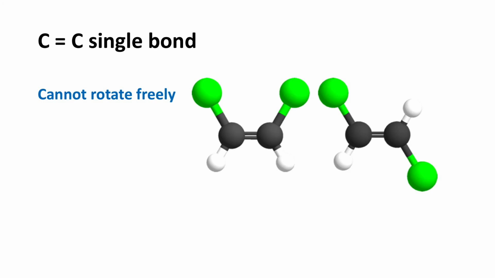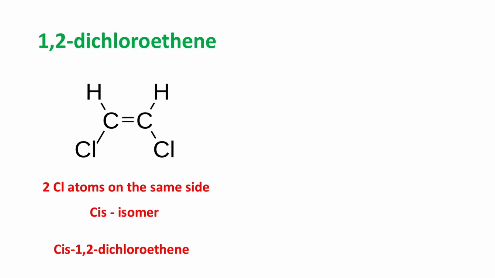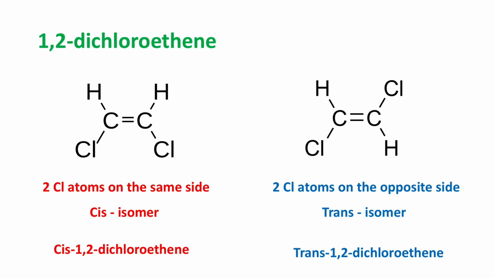That means when there are different groups on both carbon atoms in the C=C double bond, they cannot interchange with each other, which results in two different compounds. Consider the following example. Both molecules are 1,2-dichloroethene. The one on the left-hand side contains two chlorine atoms on the same side. This is called the cis isomer, while the right one has two chlorine atoms on opposite sides, called the trans isomer.